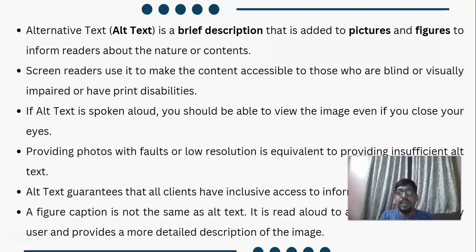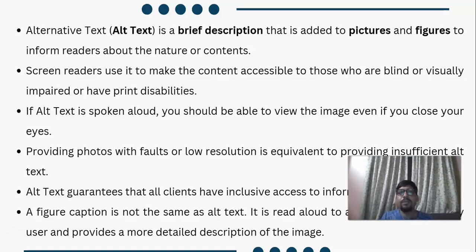It should be concise but must be descriptive. And concise means it should be 25 to 30 words. But in some complex situations, it may be up to 100 words. Basically, it is used for blind people, visually impaired people, and people who have print disabilities. And obviously, it will help to improve SEO, search engine optimization, to get your paper, your chapters, your images easily on the internet.